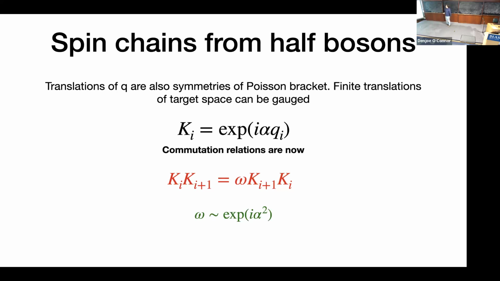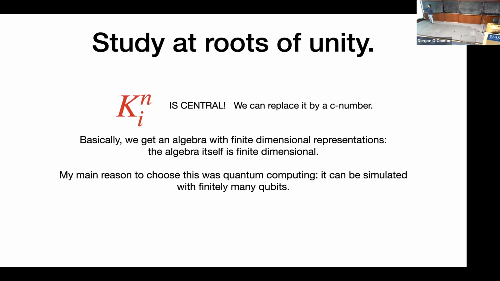Yes, so now I haven't gotten rid of the infinite dimensionality. So how do I get rid of the infinite dimensionality? Well, if omega is a root of unity, things work better. Why? Because then k to the n commutes with everything and can be called a C number, and therefore you get rid of the infinite tower of k's, and you get a finite matrix. So if k_i to the n is central, we just call it a C number, and then we've gone from an infinite algebra to a finite dimensional algebra. So the algebra itself becomes finite dimensional because polynomials of k get truncated at n, so the polynomial becomes finite.